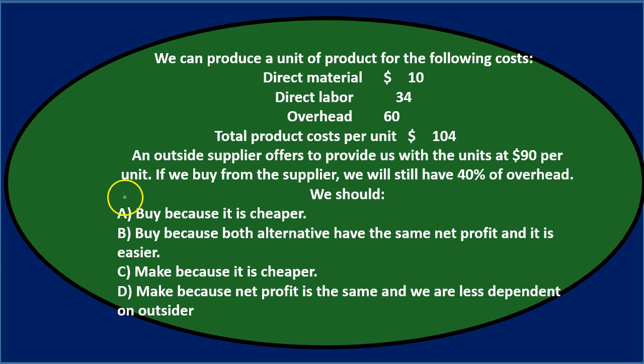Okay, so let's go through this again. If we were to see this question, we might think first, hey, there are going to be numbers involved. Are there any numbers in the answers? I don't see any numbers. Maybe it's an easy question where I don't have to do the calculations. Why don't I go to the second last sentence and see what it says? If we buy from the supplier, we will still have 40% of overhead.